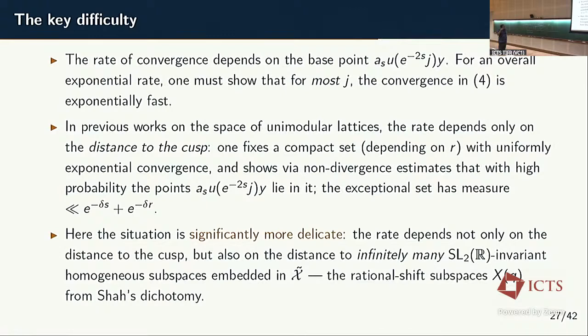This is quite a problem, because now I have a situation where I have to control my orbit going into the cusp. I also have to control the countably many SL2(R)-invariant embedded subspaces, which I have to avoid. Both of these together.